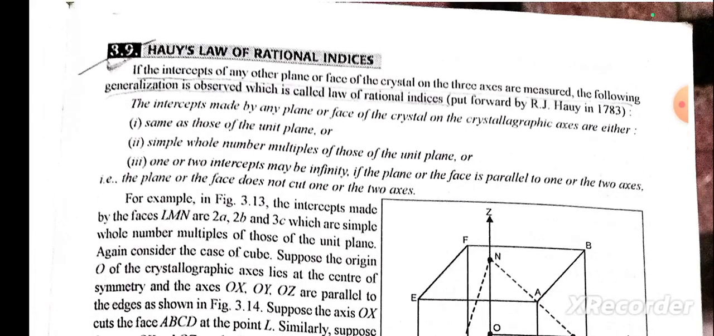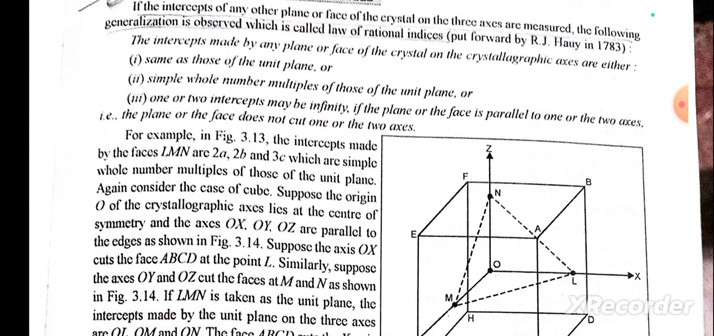Law of rational indices. If the intercepts of any other plane or face of the crystal on the three axes are measured, the following generalization is observed, which is called the law of rational indices. The intercepts made by the plane or the face of the crystal on the crystallographic axes are either, first, the same as those of the unit plane; second, simple whole number multiples of those of the unit plane; and third, one or two intercepts may be infinite if the plane or face is parallel to one of the axes.